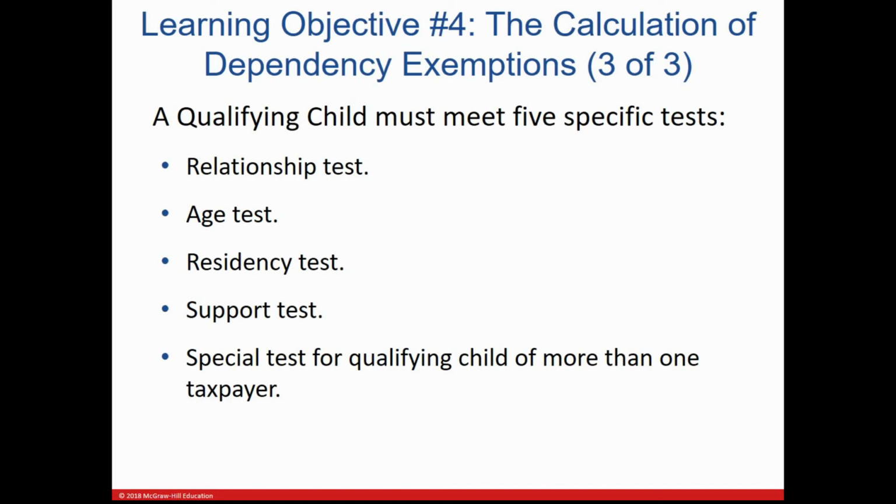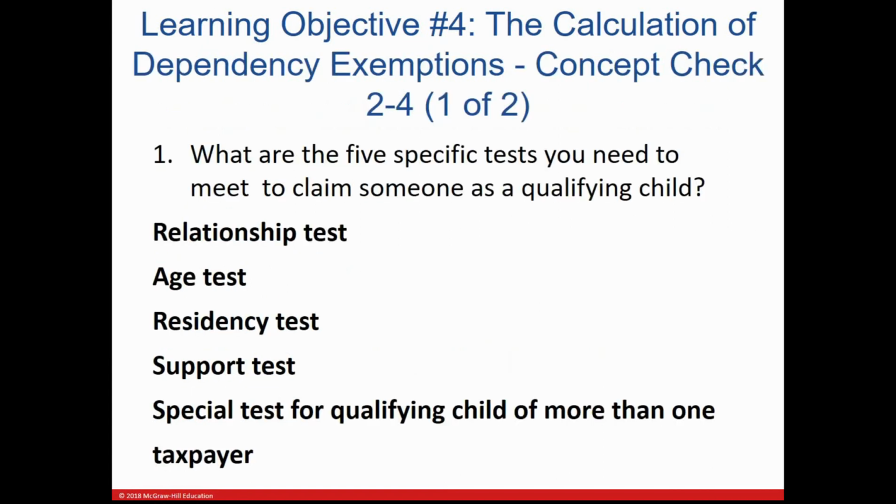Regarding the residency test, the child must live with the taxpayer for more than half the year, except for temporary absences like I mentioned earlier. Support test: the child must not provide more than half of his or her own support. Notice that this is different from the requirement under a qualifying relative, which we'll talk about shortly. So if they pass these tests, then the person can be claimed as a qualifying child.